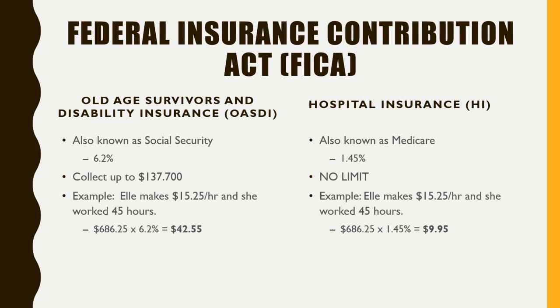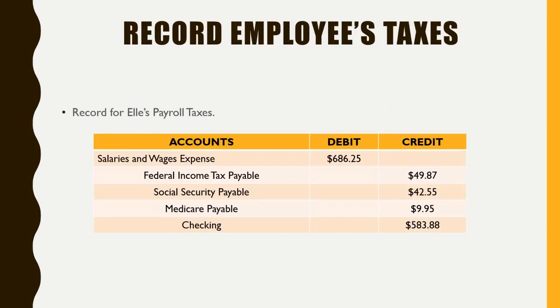L makes $15.25 and works a total of 45 hours. So in this case, we're taking the $686.25 and we're multiplying it by 1.45% to give us a grand total of $9.95. Okay? Now we're going to total all of those up into the journal to calculate how much actual money L is going to take away at the end of the day, right?